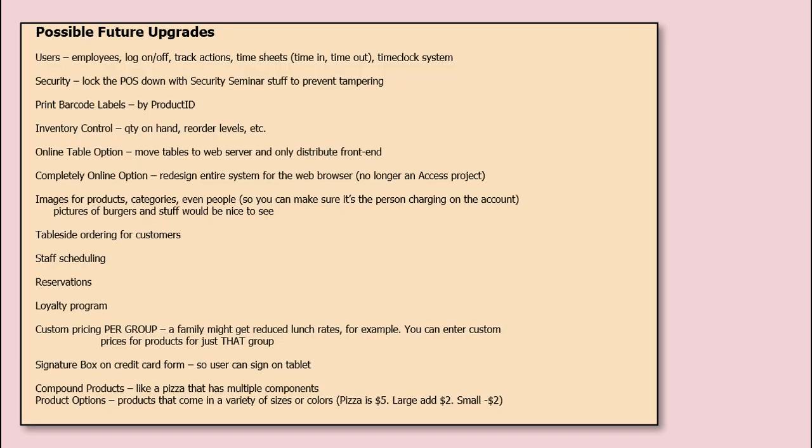Here's my big, long list of possible future upgrades. Users, obviously. You want to put your employees in the system, right? You can also track when they logged on and logged off. You'll give each user a password, a code, like a 4-digit code they have to enter. You could track all their actions. I'm going to put a log table in the system so you can at least see what was done, like important things like voiding sales and entering payments. You can at least see when it was done and at what time.